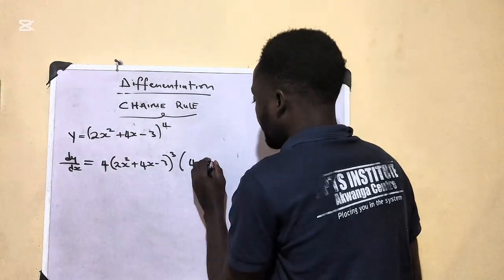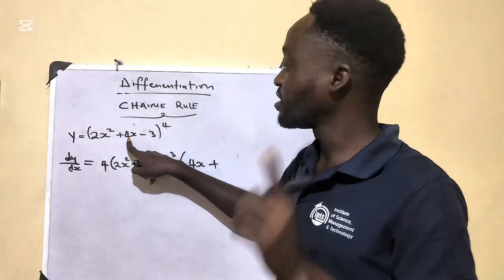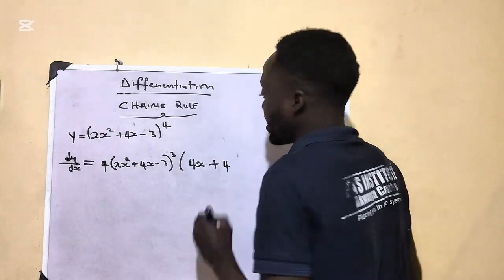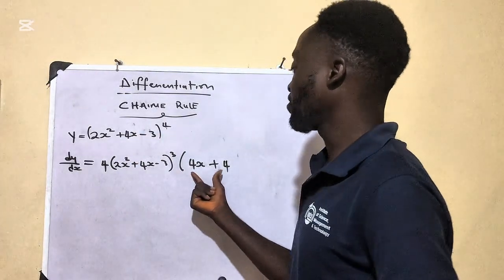Then plus the next one, we'll differentiate this one. If we differentiate 4x, you know the answer is just going to be 4, okay? So we are just left with 4. And then if we differentiate 3, it's going to be 0. 0 is a constant. So what we are left with is just 4x plus 4.